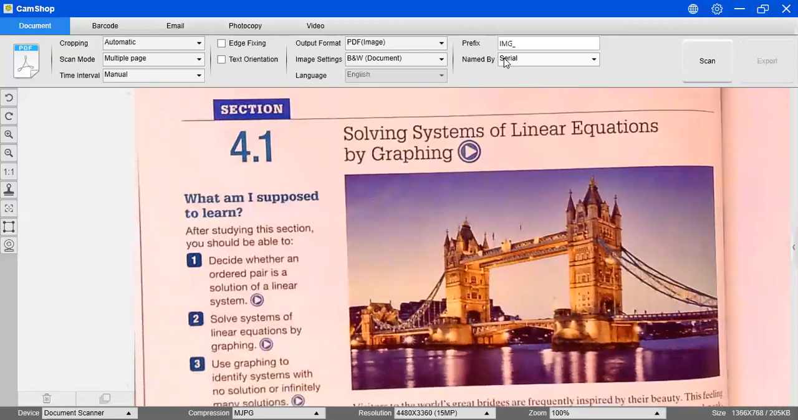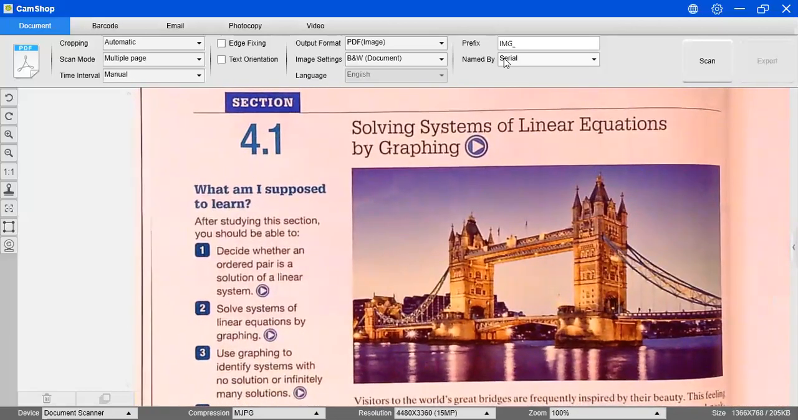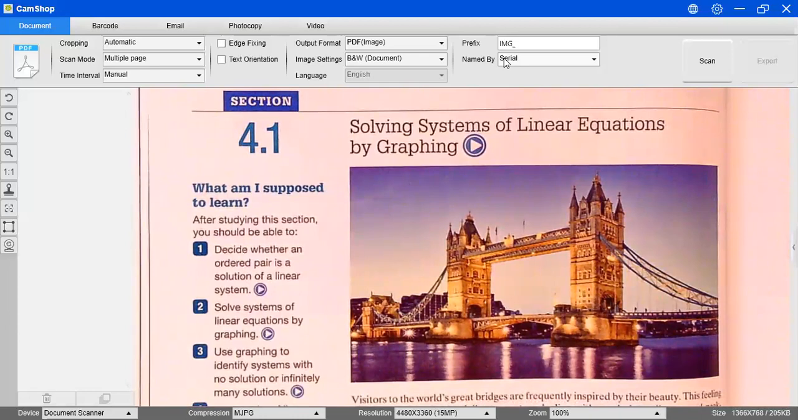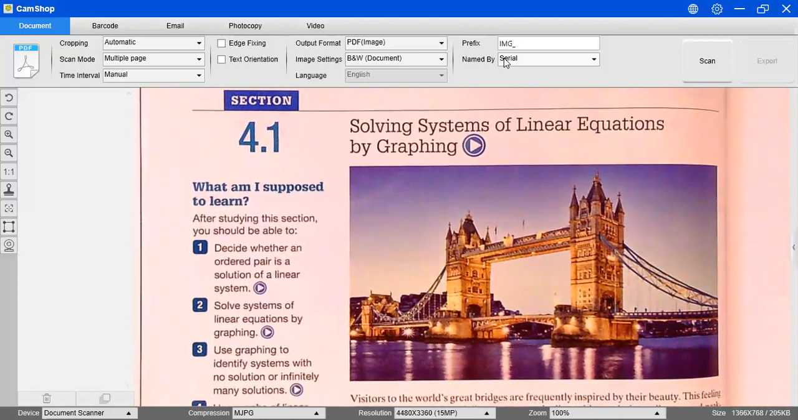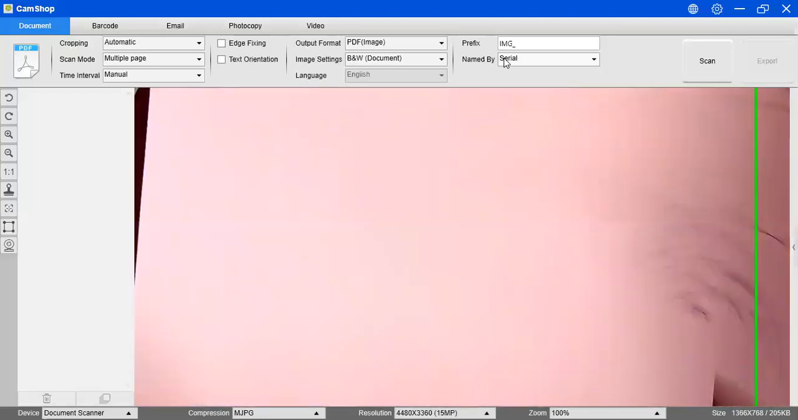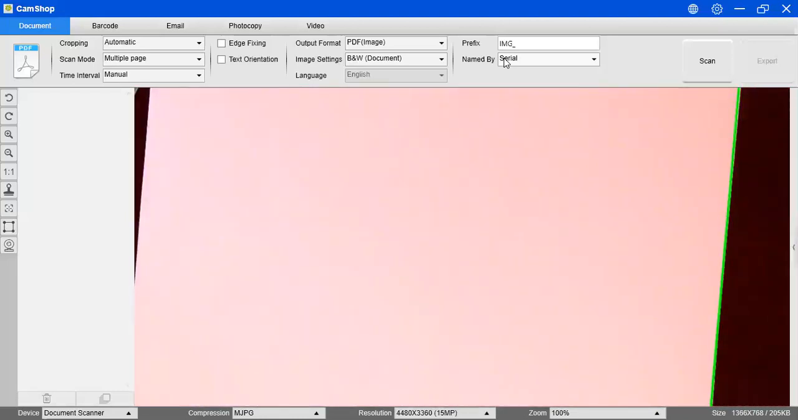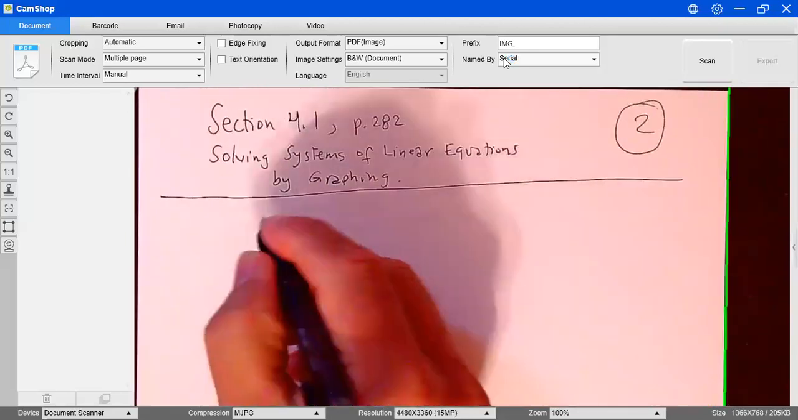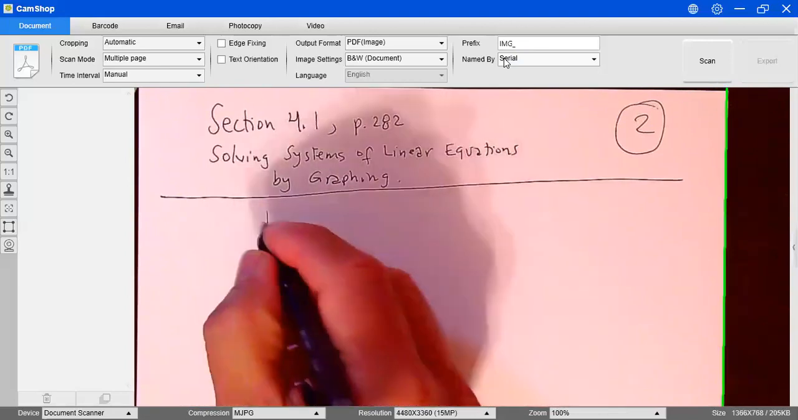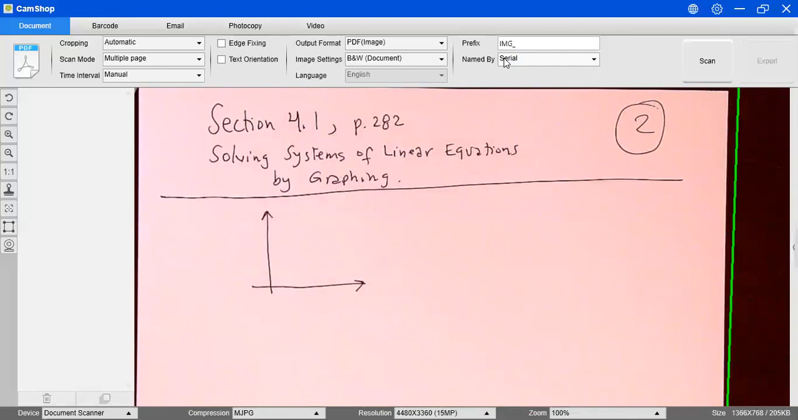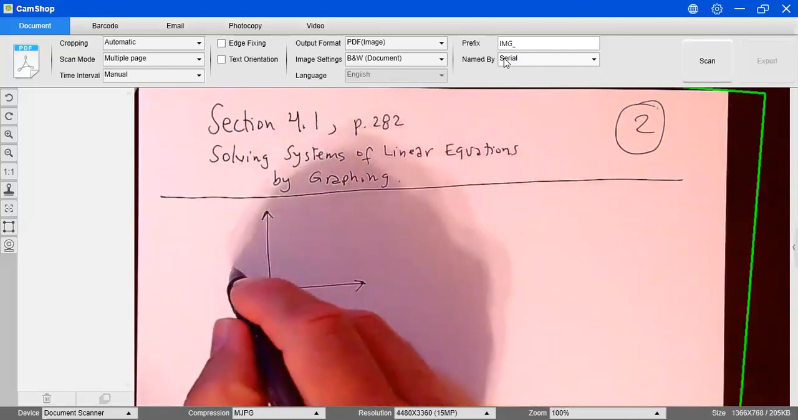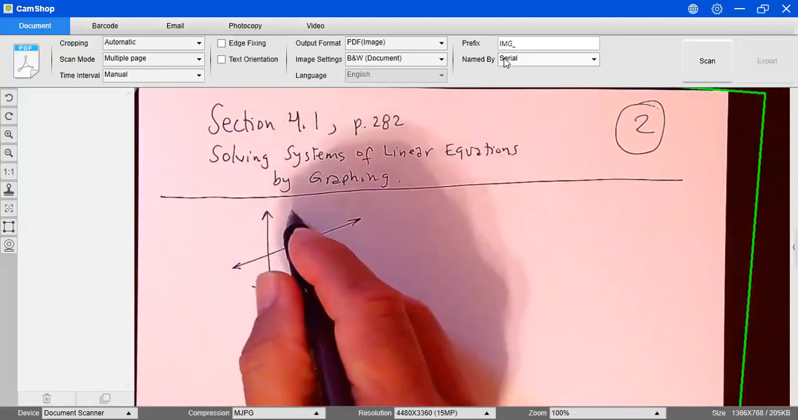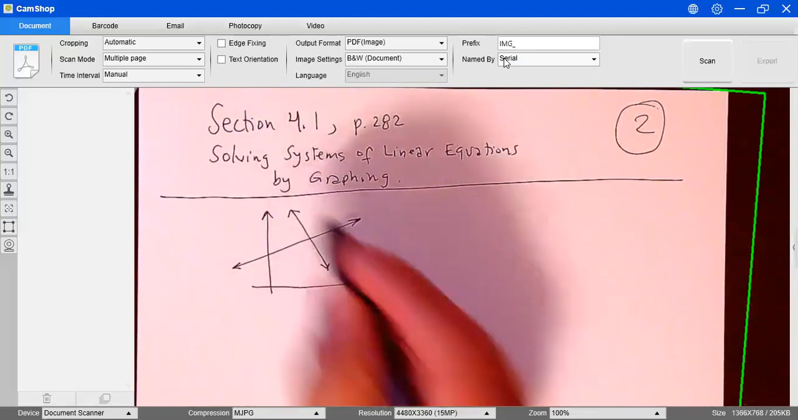So section 4.1 is solving system of linear equations by graphing. So this section starts on page 282. So let's work on this section now. So we have that when we have a system of linear equations, we use the graphing method. You're going to have one line for one of the equations and maybe another line for the other equation.